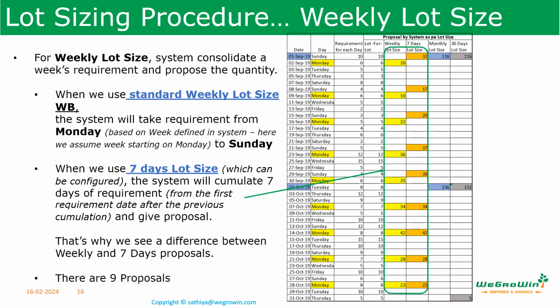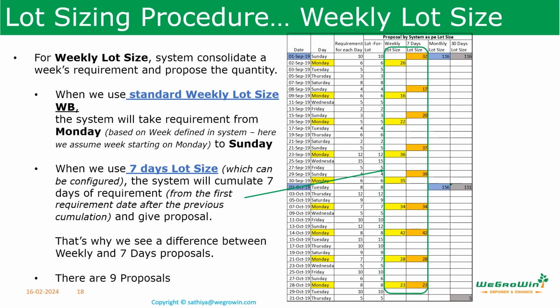So in the weekly lot size, system is considering from Monday to Sunday what is the total. For example, 2nd September Monday to 8th September Sunday, what is the total? 26. That will be created as one proposal. Similarly, from 9th September Monday to 15th September Sunday, there is 16 requirement. Like this, weekly requirement is taken. It is Monday to Sunday. This is a weekly requirement.